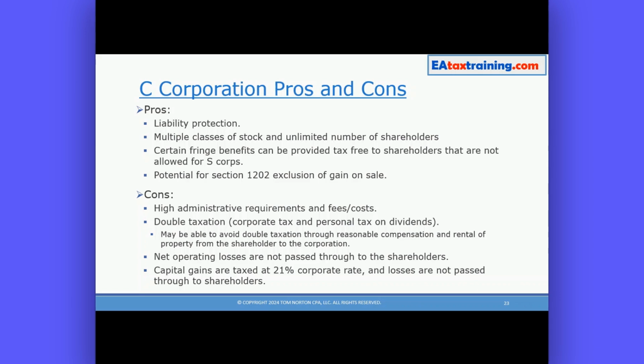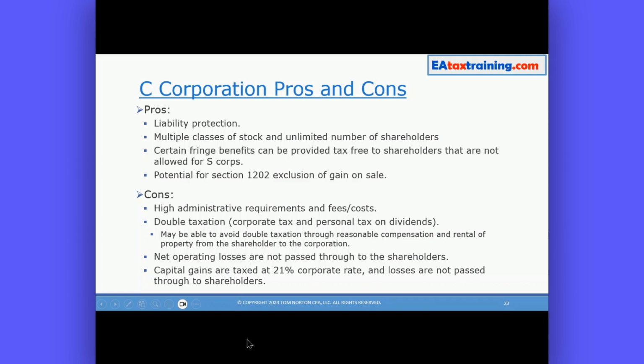But the owners, when they sell the stock of that qualified C corporation, can exclude up to $10 million of gain on sale. So there are people who, when they form their corporation, keep it as a C corporation rather than an S corporation, specifically because they are anticipating selling that business someday at a large gain, and they want to take advantage of this 1202 exclusion from the gain. So that is a big potential pro to being a C corporation.